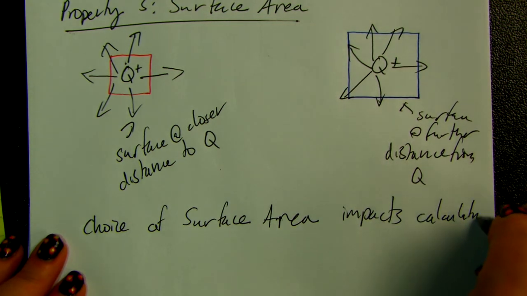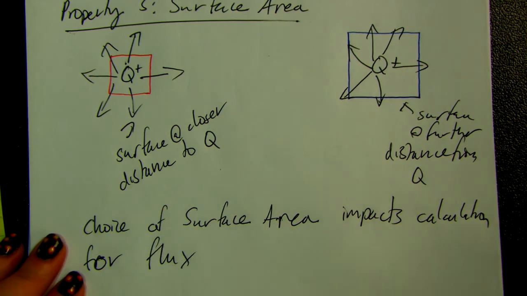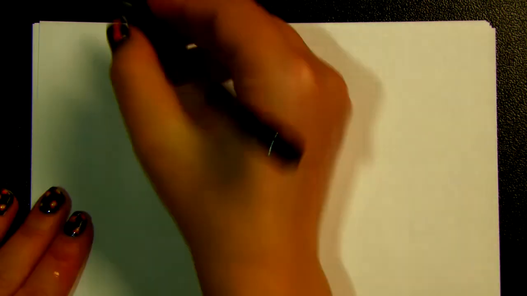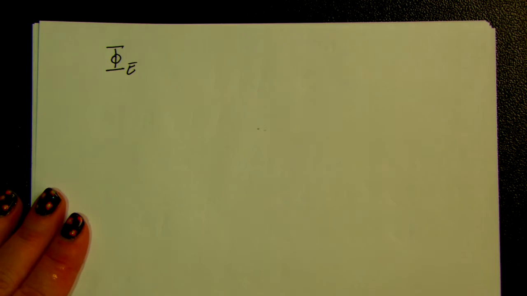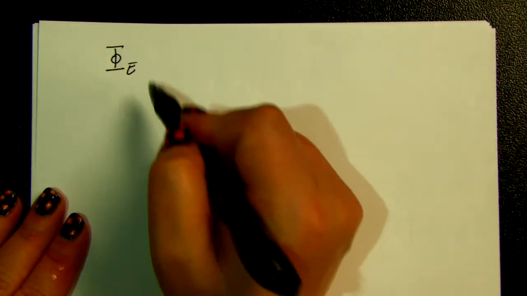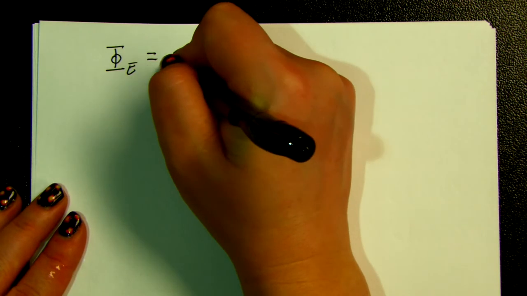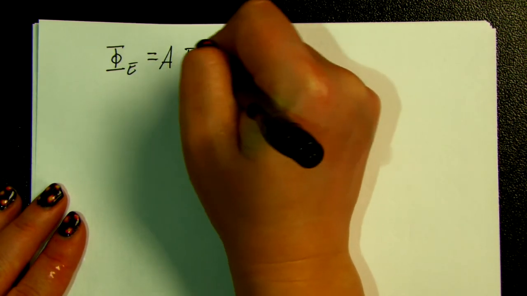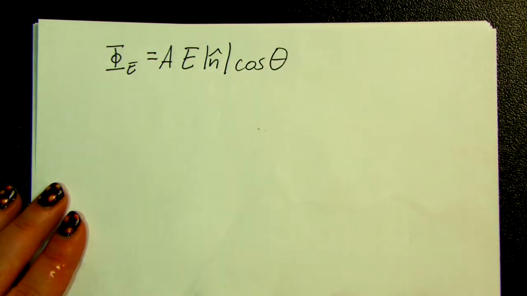Calculations for flux. All right, so we can put all of this together, and we get, finally, our calculation for electric flux. The symbol for electric flux, capital Phi sub E, is equal to A E times n hat cosine theta.